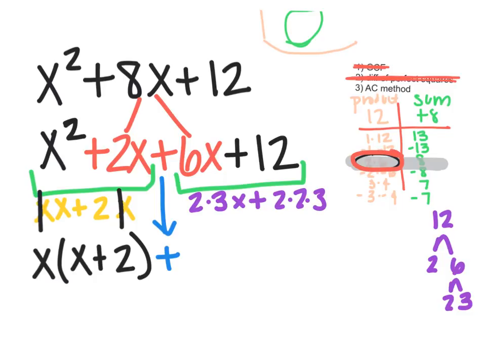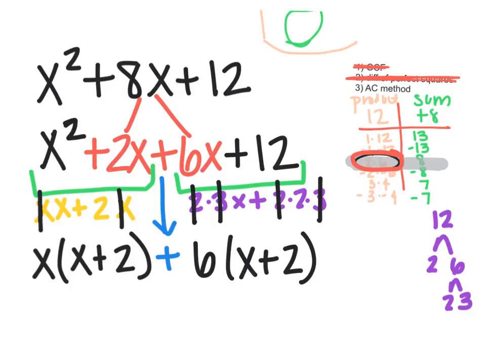So again, I'm looking for what these two pieces have in common. Well, notice they both have a 2 and a 3, which means they really have a 6 there, because if you multiply 2 times 3, you get 6. And then I'm left with x plus 2.